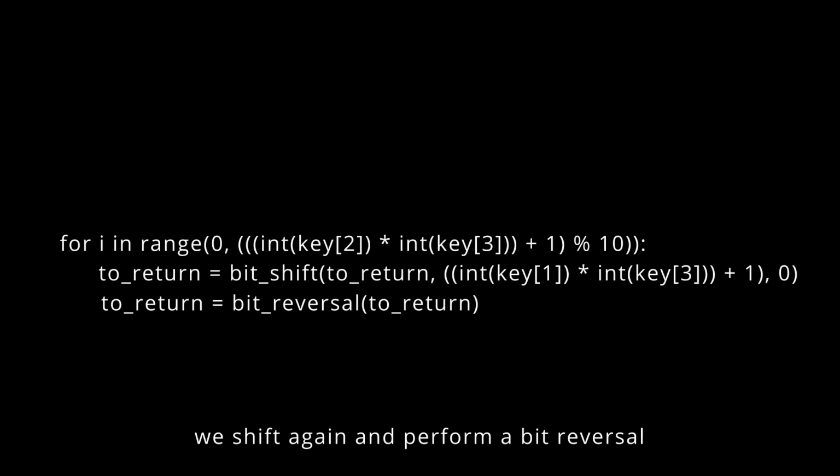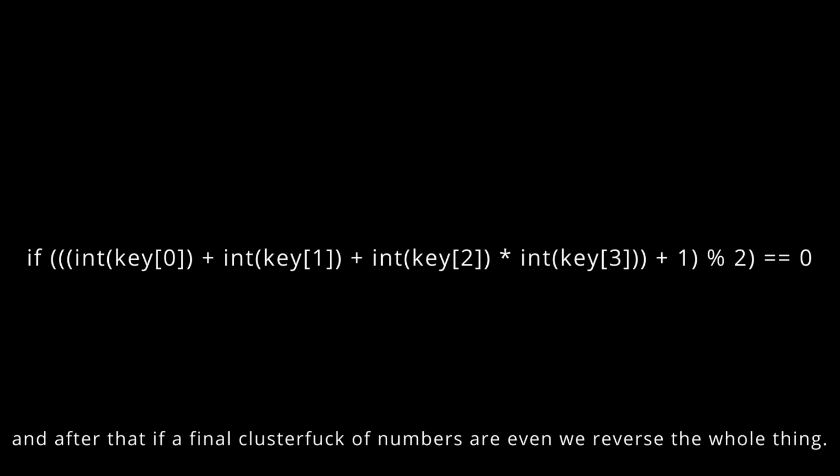And after that, based on a different bit of the key, we shift again and perform a bit reversal. After that, we then do compression, called bit crunch here, and after that, if the final clusterfuck of numbers are even, we reverse the whole thing. How does the compression work?